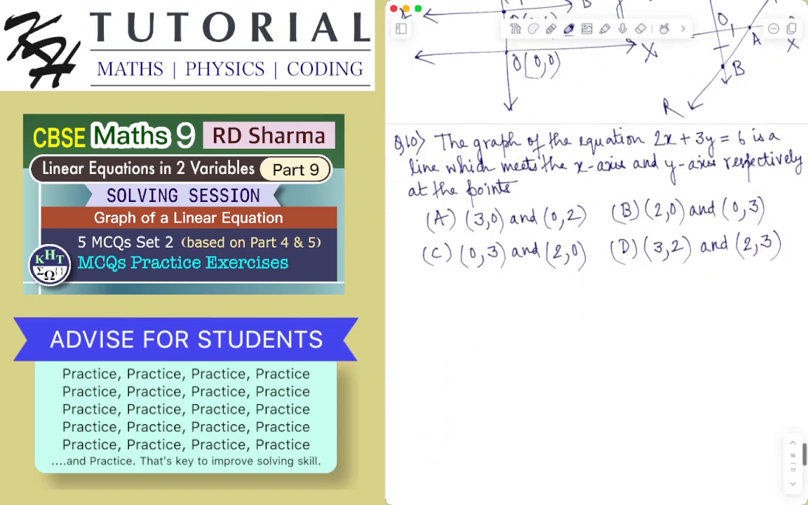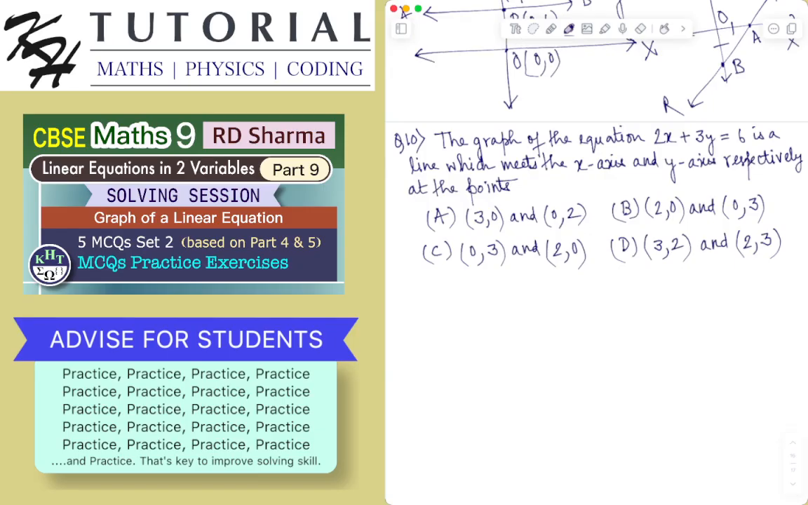Let's see the last problem. The graph of the equation 2x plus 3y equals 6 is a line which meets the x-axis and y-axis respectively at the points. Okay, so basically we have to find the coordinates of the points where the graph of this equation is intersecting with the x-axis and y-axis.